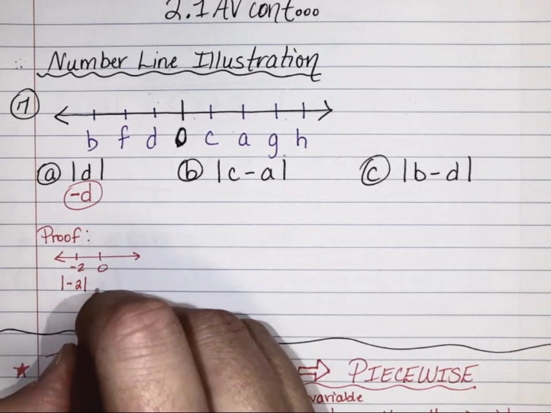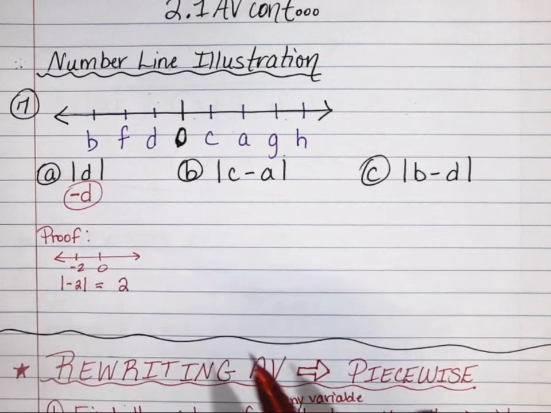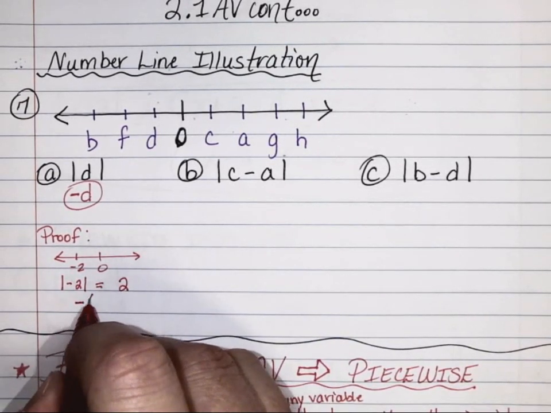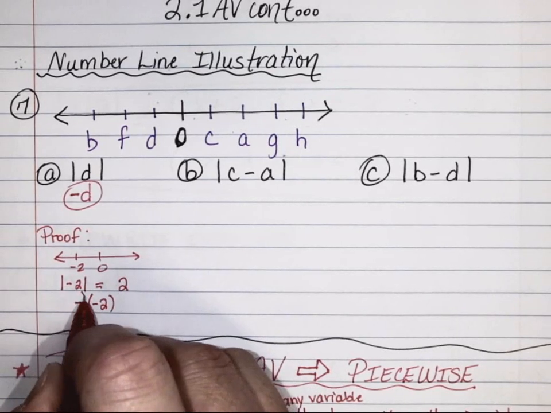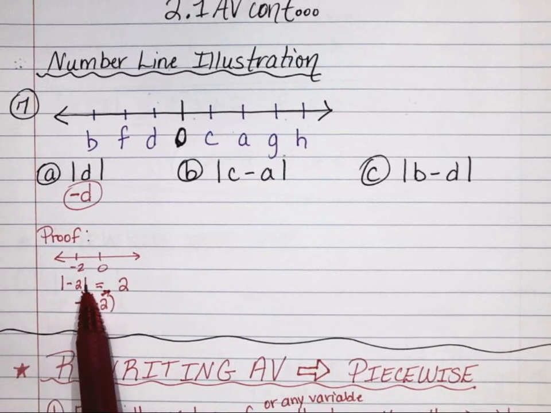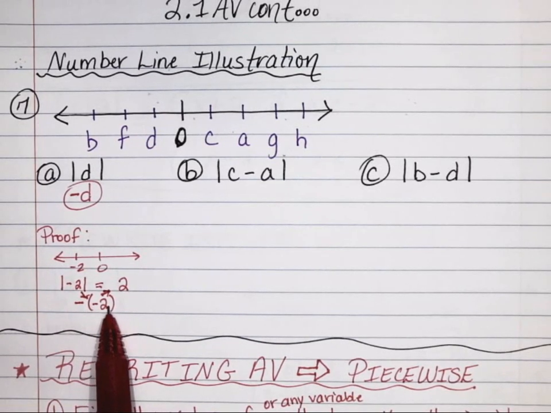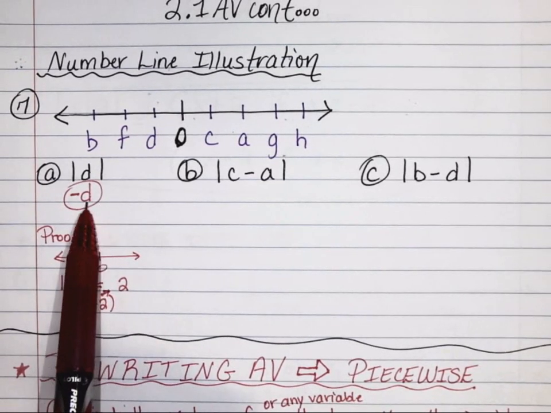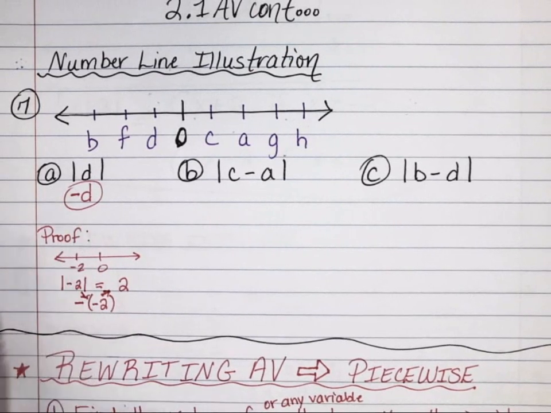Well, the absolute value of negative 2 comes out to be just 2. It is the opposite of negative 2. So the absolute value of negative 2 is actually the opposite of negative 2, which is 2. So that is what this means.